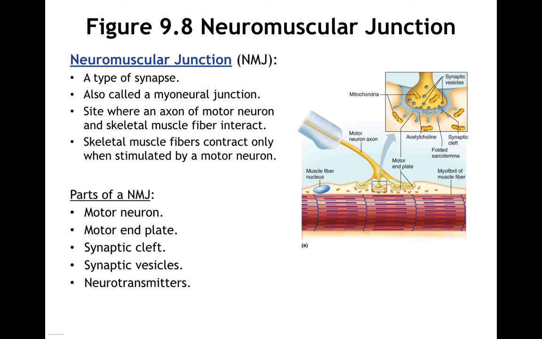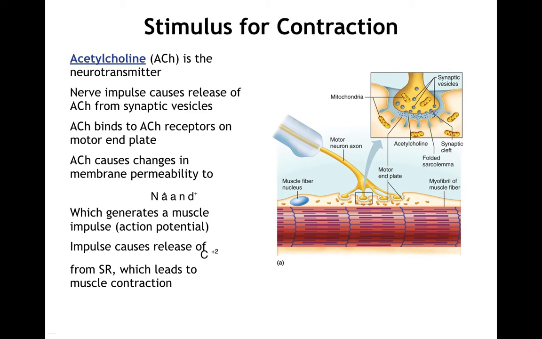So parts of that neuromuscular junction include the motor neuron itself, the motor end plate, the synaptic cleft, the synaptic vesicles, and we will talk about the neurotransmitters involved. For skeletal muscle, the neurotransmitter is always acetylcholine. Acetylcholine is going to be released from synaptic vesicles in the neuron that's connecting to that particular muscle cell. That acetylcholine will then diffuse across the synaptic cleft and bind to receptors on the motor end plate, the receptive area of the muscle cell.